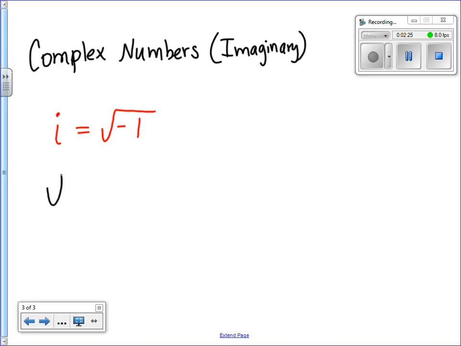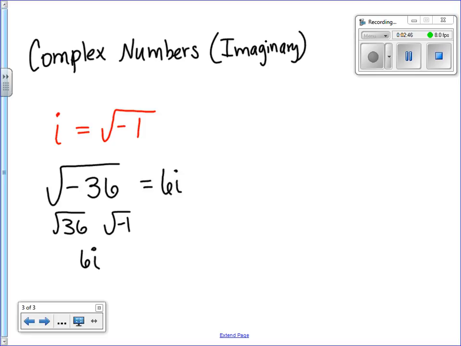Like the square root of -36. We could split that up, because we know that the square root of 36 part is 6, and we know that the square root of the -1 part is i, so the square root of -36 is 6i. Square root of -25 would be 5i. And anytime you see that i stuck on something, then you know that started out as the square root of some negative number.